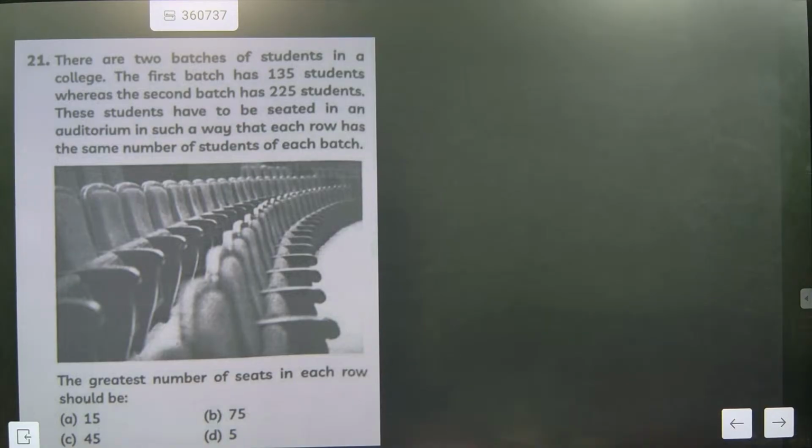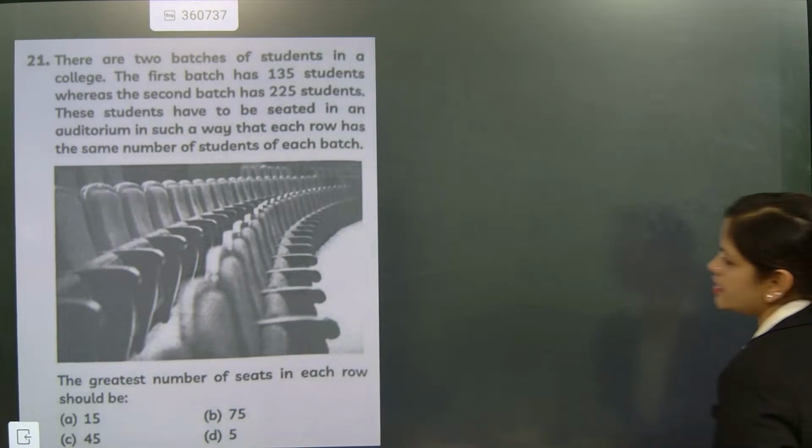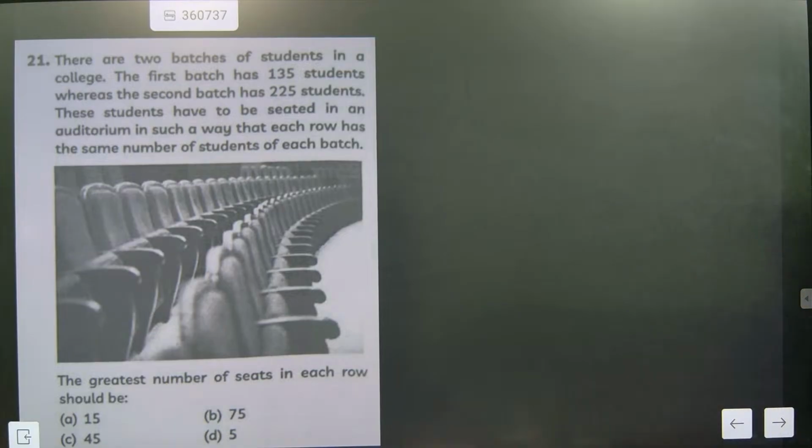The question is, there are two batches of students in a college. The first batch has 135 students, whereas the second batch has 225 students. These students have to be seated in an auditorium in such a way that each row has the same number of students of each batch. The greatest number of seats in each row should be... what should be the greatest number of seats?